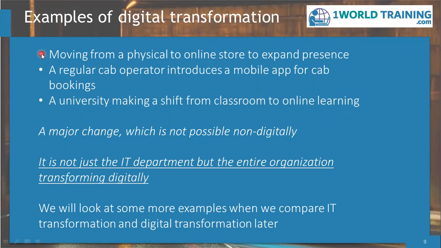An organization moving from a physical to an online store to expand presence means it is becoming a digital organization, but has to undergo digital transformation. A regular cab operator introduces a mobile app for cab bookings, which means it is becoming a digital organization, but as a result of this digital transformation. A university making a shift from classroom to online training is becoming a digital organization, but this example is about transforming to become a digital organization.